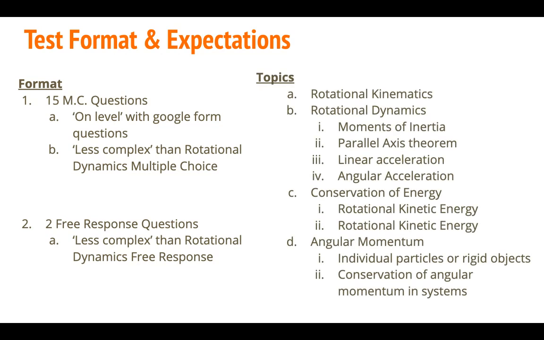Topics that are on the test. Okay, your rotational kinematics, which is finding omega, right? Finding alpha. If alpha is constant, there might be a few multiple choice questions like that. B is rotational dynamics. So finding moment of inertia, parallel axis theorem, linear acceleration or angular acceleration. Okay, so using torque equals I times alpha and F equals ma in conjunction to find a or alpha.